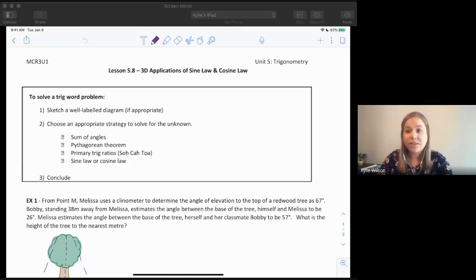Okay, so for this lesson, we're going to be looking at 3D applications of sine law and cosine law. And we've talked about cosine law on its own, and we've talked about sine law on its own, and we've talked about our primary trig ratios on their own. And the word problems we've used always have 2D diagrams. So we're going to take this one step further and look at some 3D diagrams.